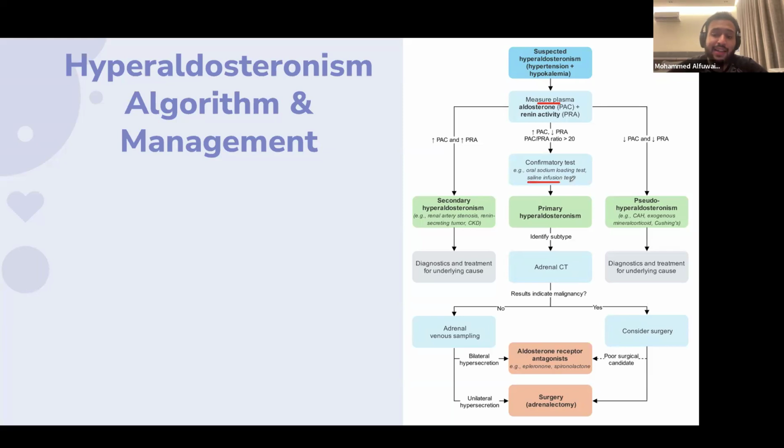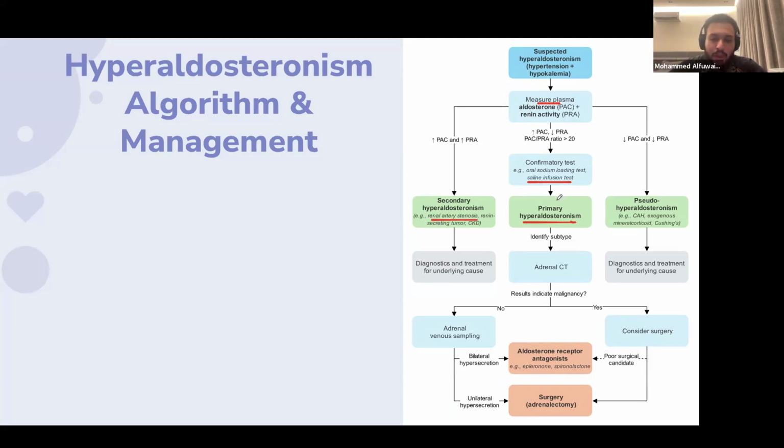You confirm it with a saline infusion test or saline suppression test, okay? Now, in saline suppression tests, usually it will decrease this ratio. However, in these patients, aldosterone will not be suppressed. So this is the confirmatory test for patients with hyperaldosteronism. If they have secondary hyperaldosteronism, the aldosterone and renin will both be high, because the renin is causing the high aldosterone. And this is seen usually in renal artery stenosis.